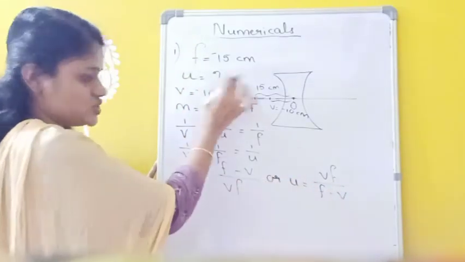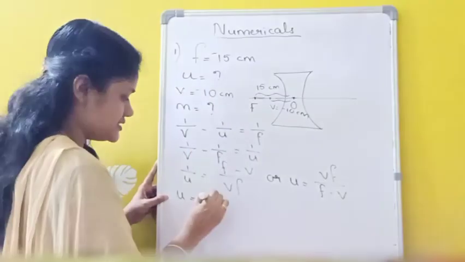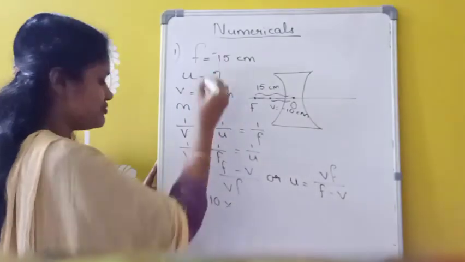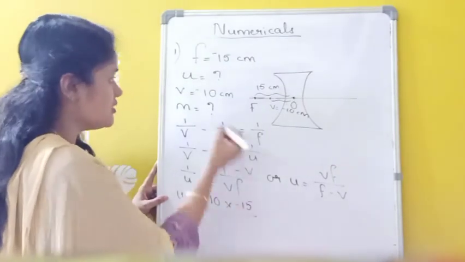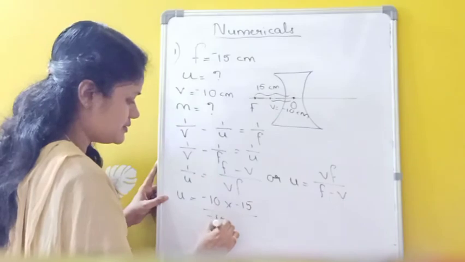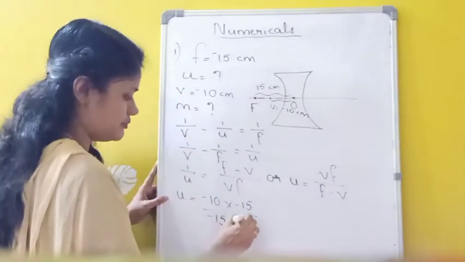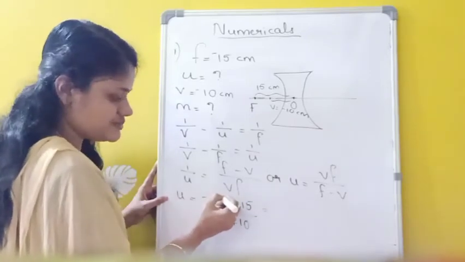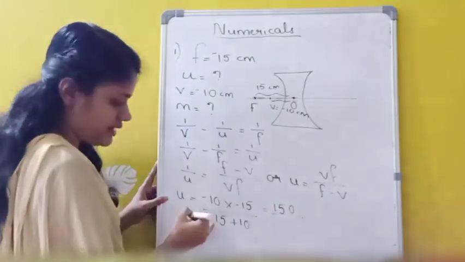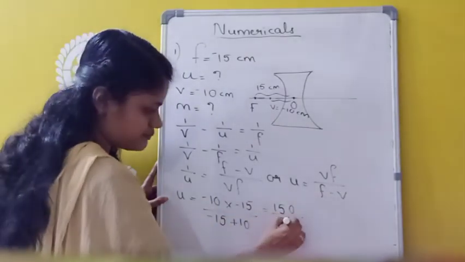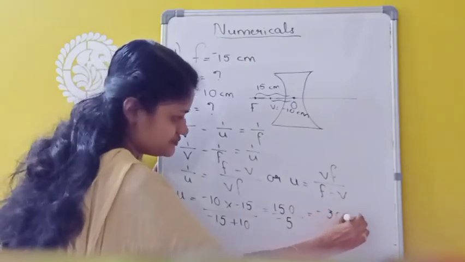Now we can directly substitute the values. So u equals, what is v here? Minus 10 into, what is f? Minus 15, divided by, what is f? Minus 15 minus v. Minus into minus becomes plus, so plus 10. 10 into 15 is 150, divided by minus 15 plus 10 is minus 5. So we will be getting minus 30 centimeter.